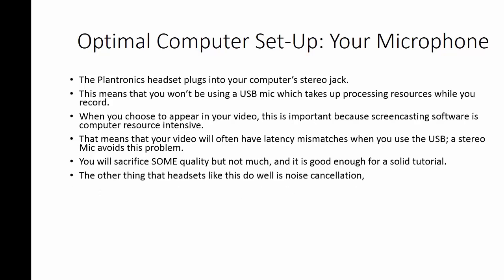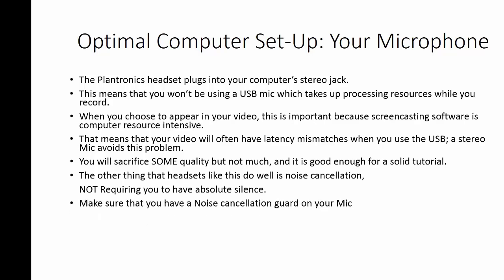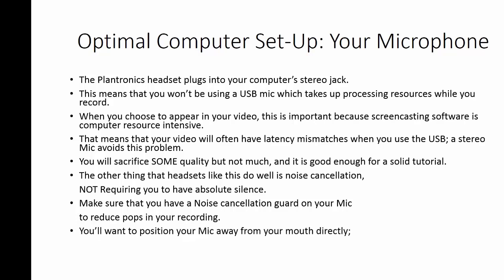And the other thing that headsets like this do extremely well is noise cancellation, and will not require you to have absolute silence where you're recording from. Regardless of what kind of headset you purchase, make sure you get something that will help you to block out noise on your mic. And that'll also reduce pops in your recording. Now, one of the things you're going to want to do when you are screencasting, particularly with Camtasia 9, is that you want to position your mic away from your mouth directly. This is going to keep you from producing pops.